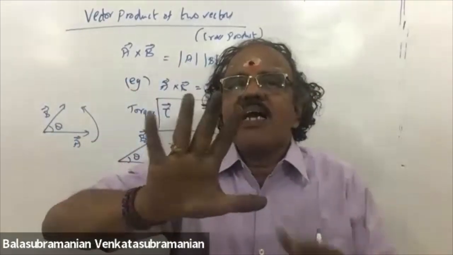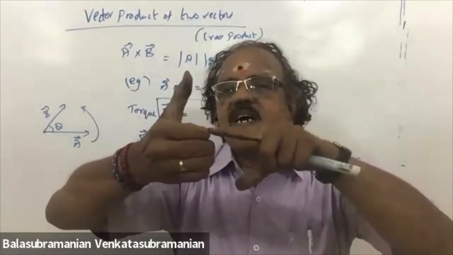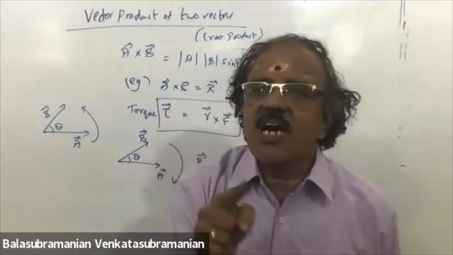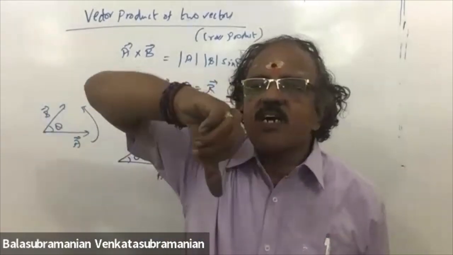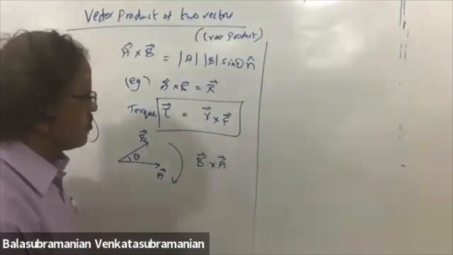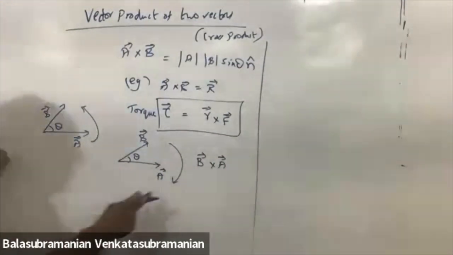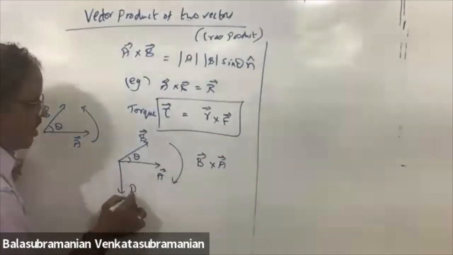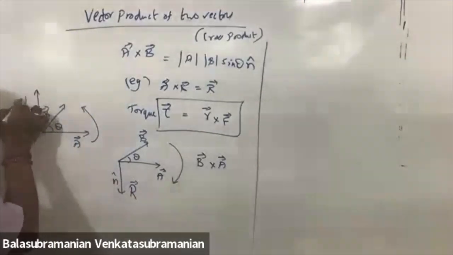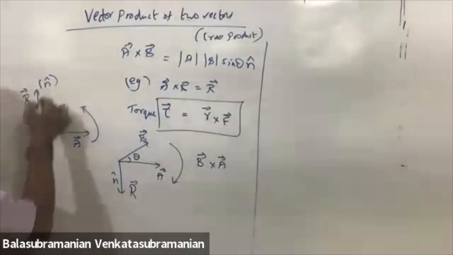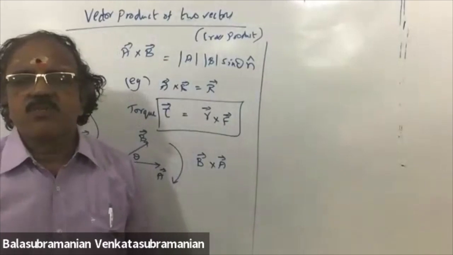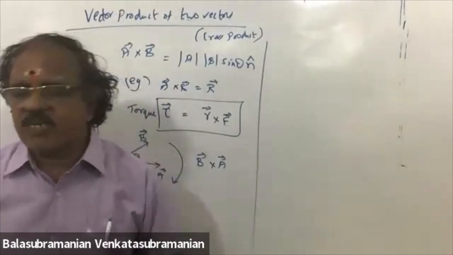Anti-clockwise. See, this is anti-clockwise. Curling of finger, see the thumb, upwards. Anti-clockwise means upwards. Clockwise means downwards. Resultant R, that is N cap. So this is called vector product of two vectors.